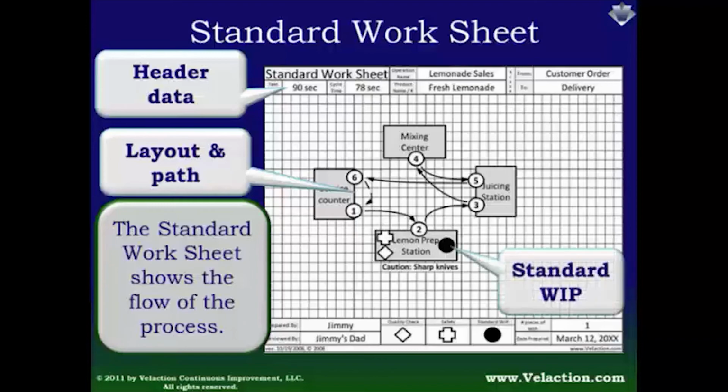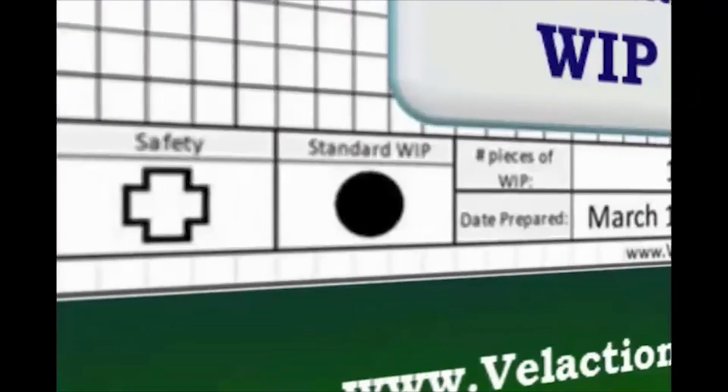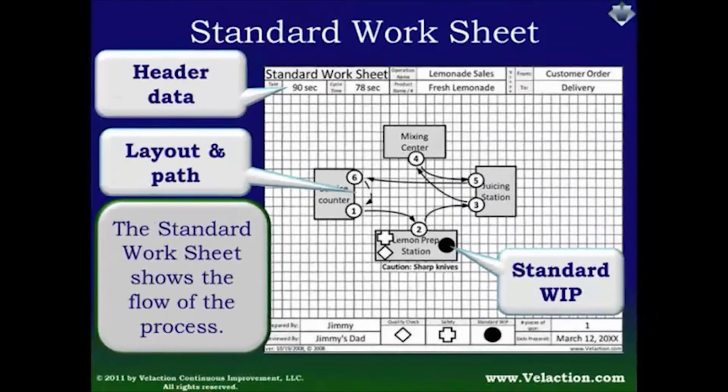The standard worksheet also shows standard work in process. Now, just a couple things to note about where you actually draw it. Generally, it will be shown at the station where the work is first pulled from a bin. So in this case, Station 1 is a service counter and the operator does not have any material in front of them at that point. So that's why I've shown the standard WIP depicted at Station 2.